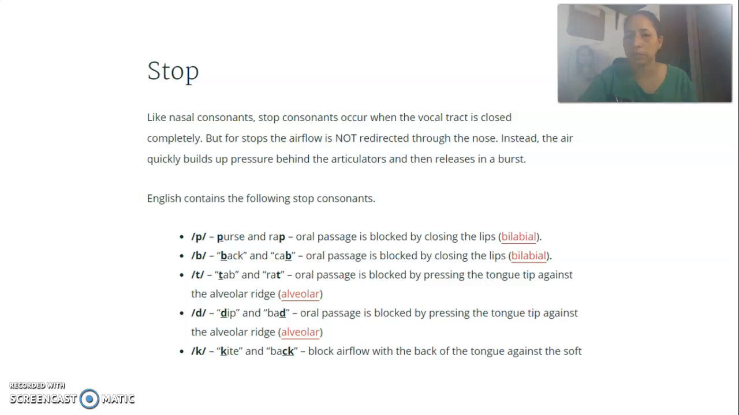Stops, like the nasal consonants, occur when the vocal tract is closed completely. But for stops, the airflow is not redirected through your nose. Instead, the air quickly builds up pressure behind the articulators and then is released in a burst. In this case, the sound T is a stop.